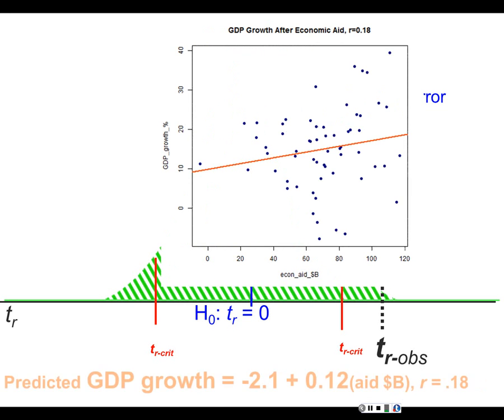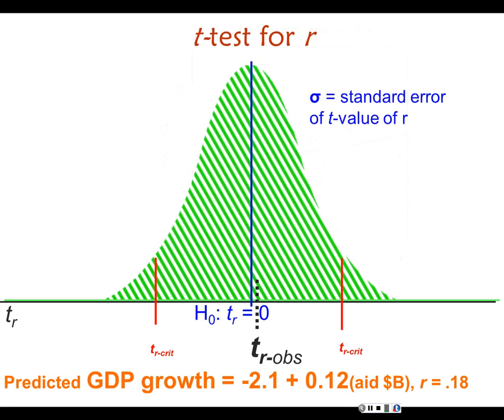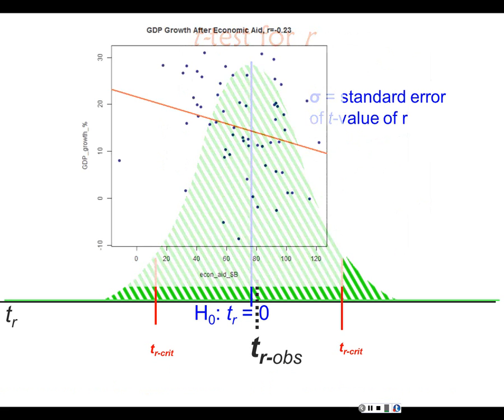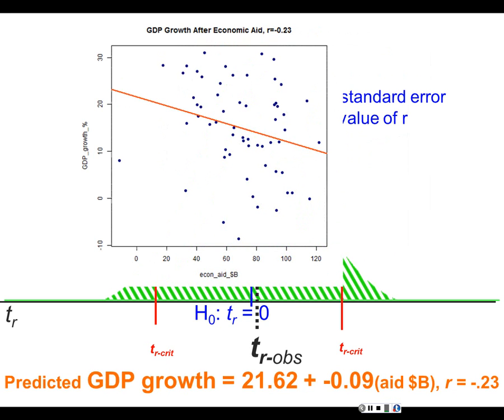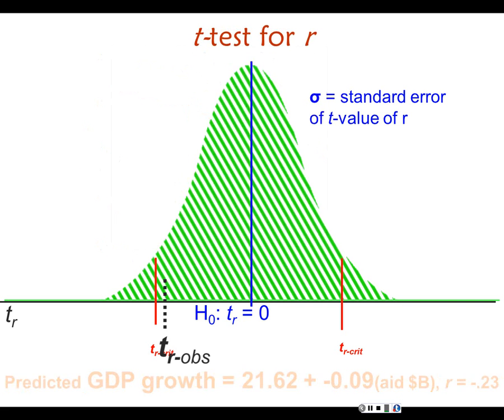But what if our observed t-value was here? What if the correlation was only 0.18? Well, then we would not reject the null hypothesis. It would not be a strong enough correlation for us to reject the null hypothesis. What about here? I have a different correlation there. Now the correlation is negative 0.23. Well, not quite. We wouldn't quite reject the null hypothesis as if this was our data. Same hypothesis and everything, but we wouldn't reject it if our data didn't give us a strong enough correlation coefficient.